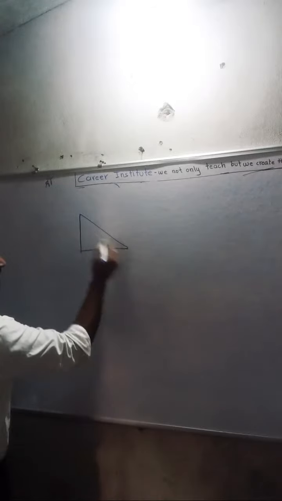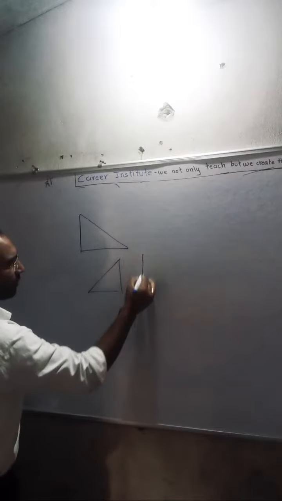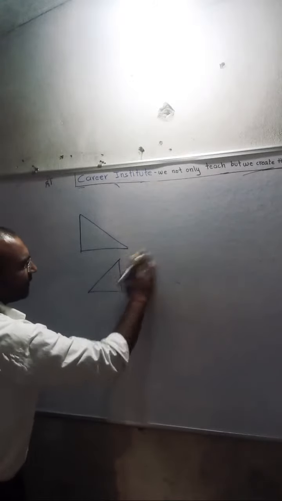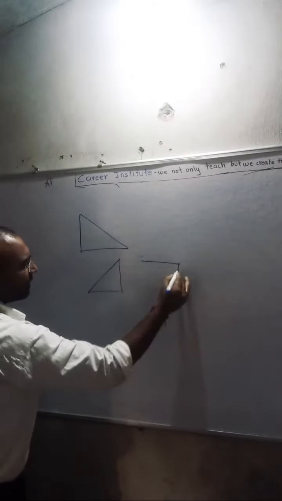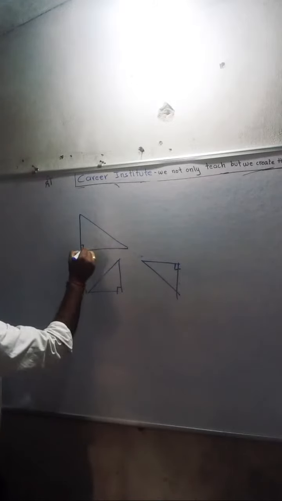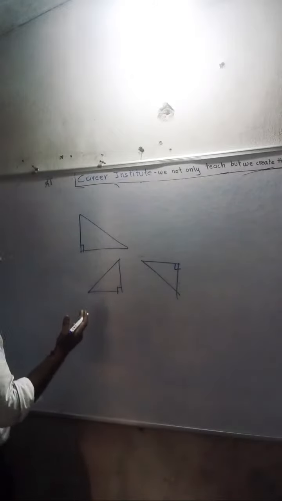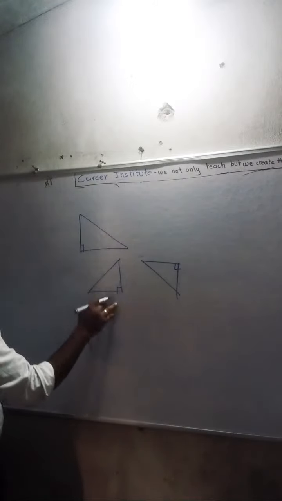So it will be like this, either like this or like this, or it could be like this also, right? 90 degree, 90 degree, 90 degree. So which angle triangle? Right angle triangle. In right angle triangle, how many sides? 1, 2, 3.